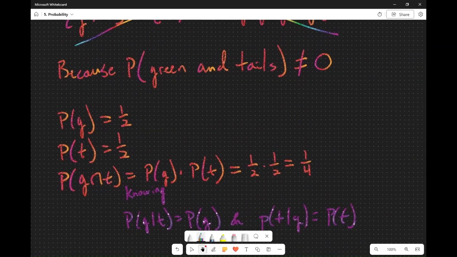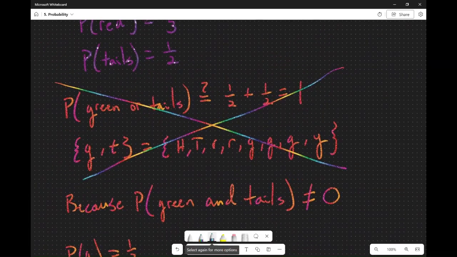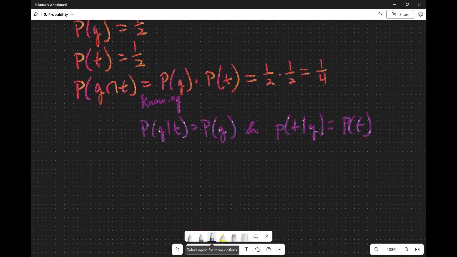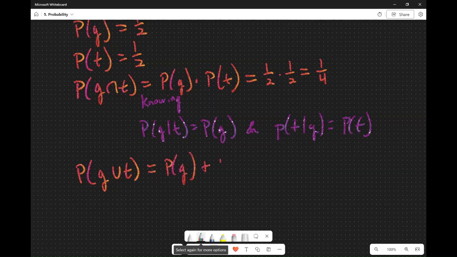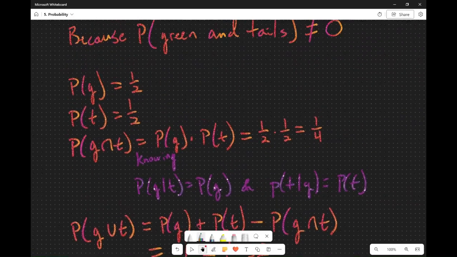So really what I need to do is modify my original part here, considering that. So now the new probability of green or tails is equal to the probability of green plus the probability of tails minus the probability of green and tails. And this is now going to be equal to 1 minus 1/4, so this is 3/4.